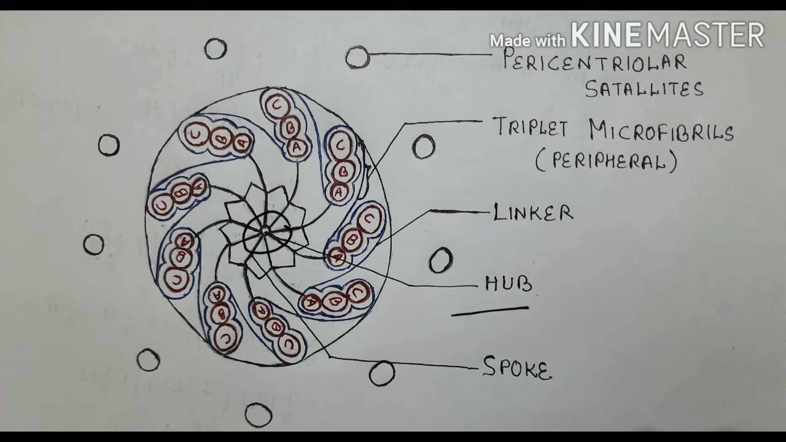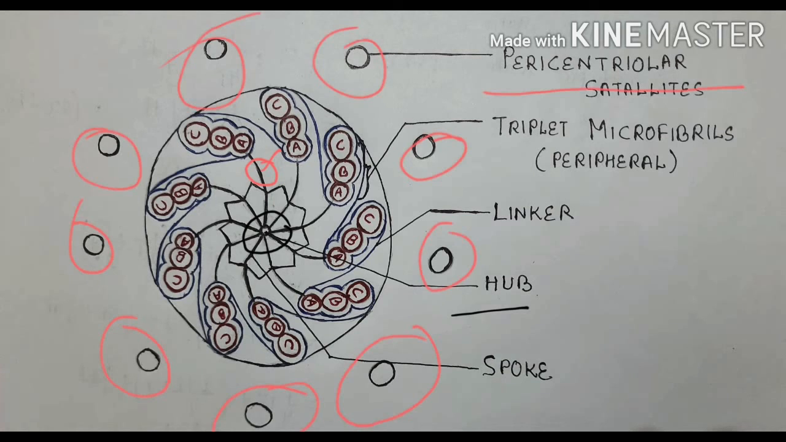The hub, which is present in the center, is connected with the 9 peripheral triplet fibrils. And how is it connected? This hub is connected with the 9 peripheral triplet fibrils by radial spokes. Okay. Now, one more thing is present in the structure of centriole, and that is pericentriolar satellites.